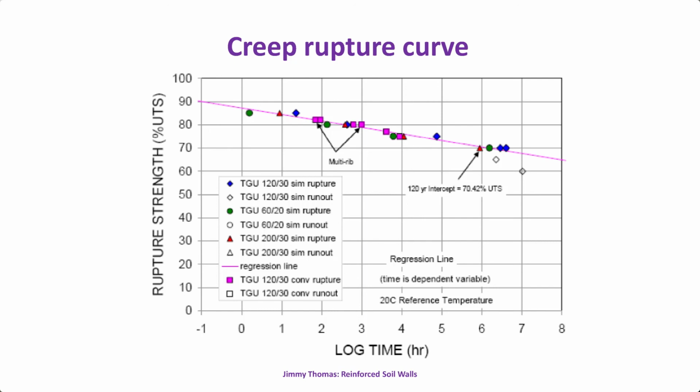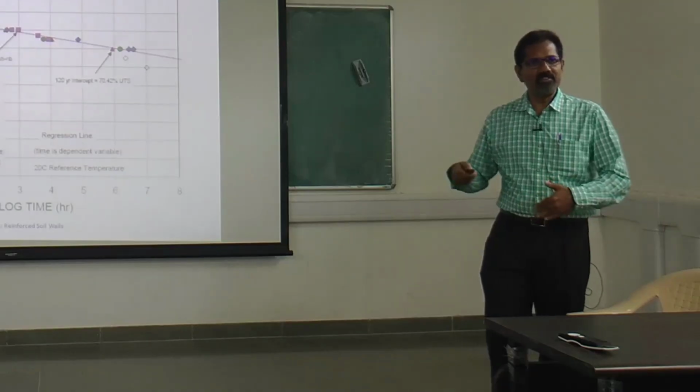When we plot the data, both the conventional test as well as the SIM test fall along the same trend line, so that means our extrapolation is valid. That is code specified. A minimum number of conventional tests, up to a minimum of 10,000 hours, has to be done. All this, conventional as well as SIM, follows along the same line, so our extrapolation is valid.